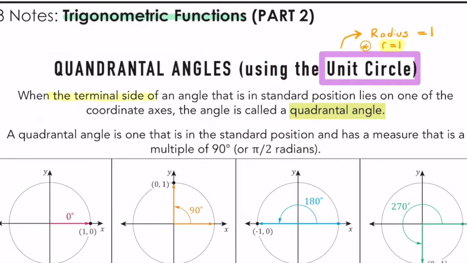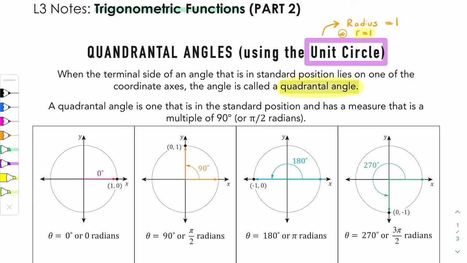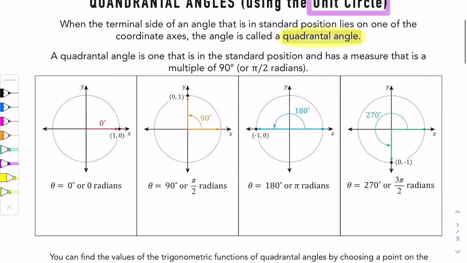So when the terminal side of an angle that is in standard position lies on one of the coordinate axes, the angle is called the quadrantal angle. A quadrantal angle is one that is in standard position and has a measure that is a multiple of 90 or pi over 2 radians. So if we look at my table here, I have 4 different quadrantal angles. And these angles are all given to you in positive values.